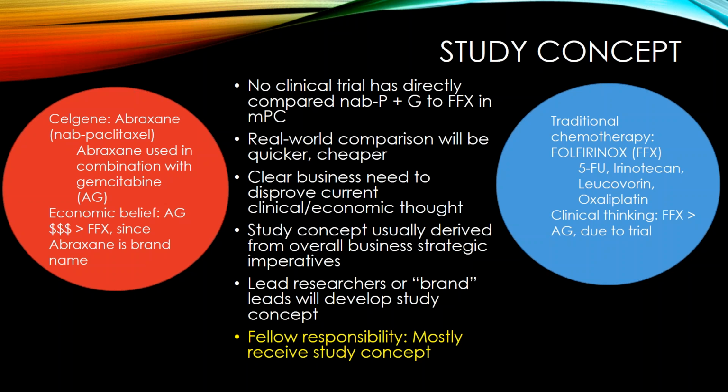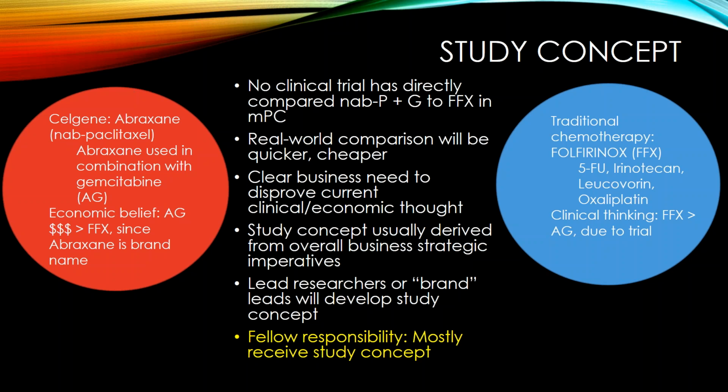And like we mentioned in the previous slide, there's also a clinical thought, looking at the phase 3 trials, that FOLFIRINOX has this survival advantage. So you go into how the study was derived. Like we mentioned earlier, there's no head-to-head clinical trial comparing Abraxane gemcitabine and FOLFIRINOX. We could conduct a clinical trial, but it would be very cost prohibitive and take a year or a couple of years, whereas a real-world comparison could be quicker and cheaper.